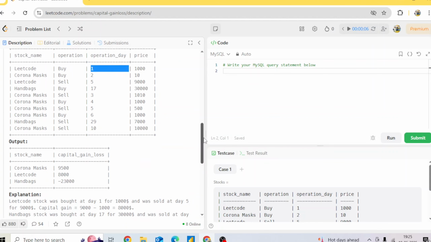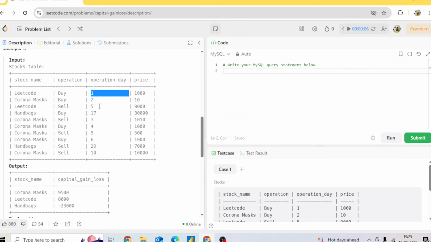So simply what we need to do is first calculate the sum of the prices for a particular stock name. If it is sell, then we will make this price positive. If it is buy, then we will make this price negative. So let us go ahead and do that.